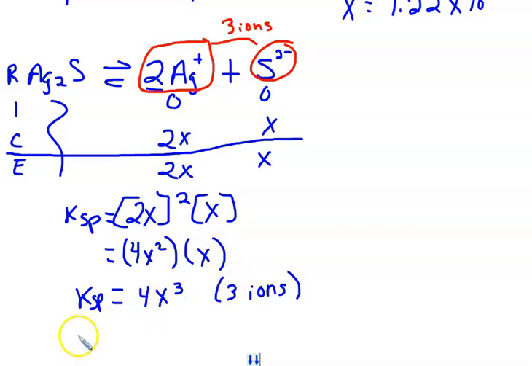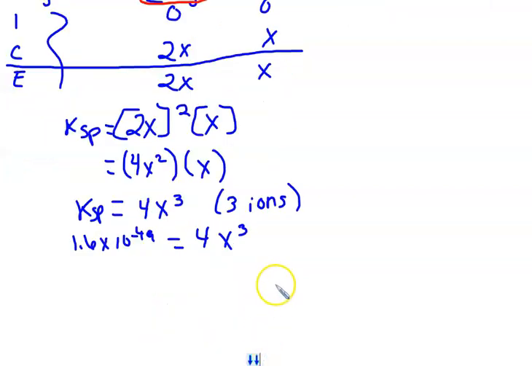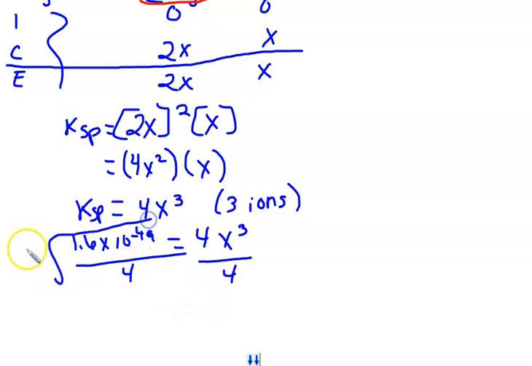So to solve this, well, let me get my value. We had 1.6 times 10 to the negative 49th power equals 4x cubed. So you're going to want to divide by 4 first. And then you're going to want to take the cube root. And I think on your calculators that's math 3. Math 3 is the cube root. Let me make sure I do have a calculator here. Yes, math 3 is the cube root.